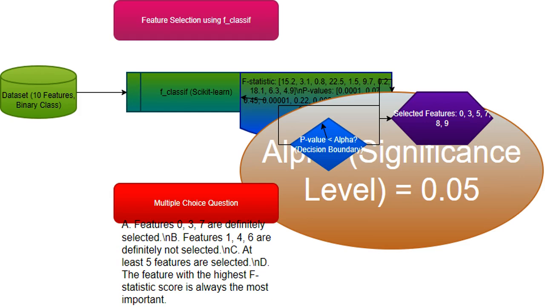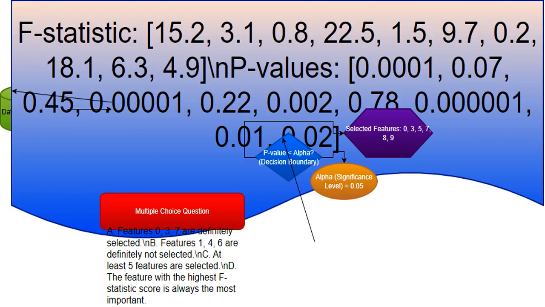This means I am willing to accept a 5% chance of incorrectly saying a feature is important when it really isn't, a false positive. It's a common threshold in statistics. For each feature, f_classif gives me a p-value, a probability. If this probability is less than my 0.05 threshold, I consider the feature to be statistically significant and keep it. Otherwise, I discard it. It's my decision rule.